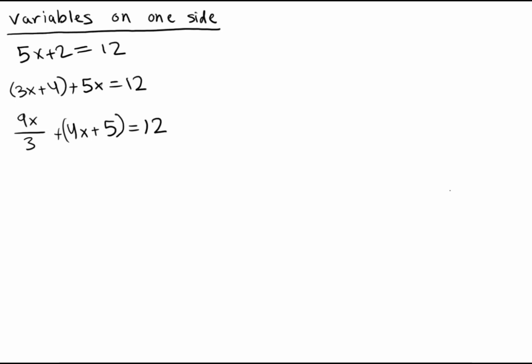Hello everyone, so today in this Algebra 1 video we're going to cover how to solve equations with variables on one side. We're going to walk through these examples and explain how to solve them. The first one up here is 5x plus 2 is equal to 12.